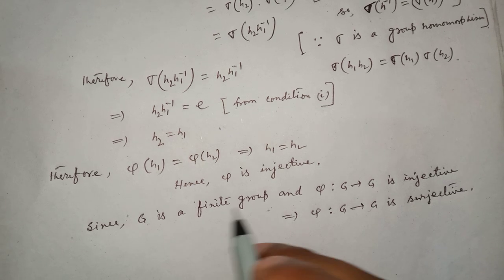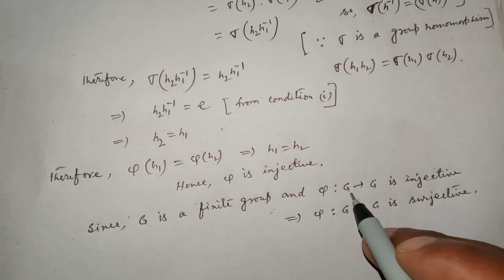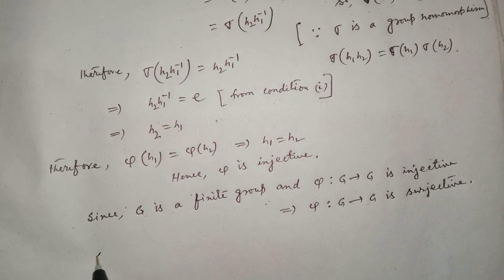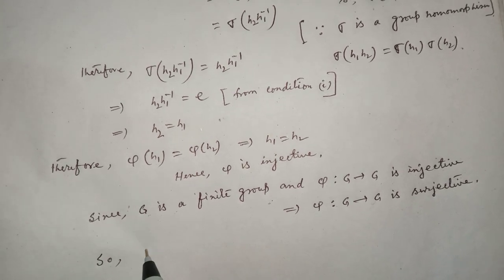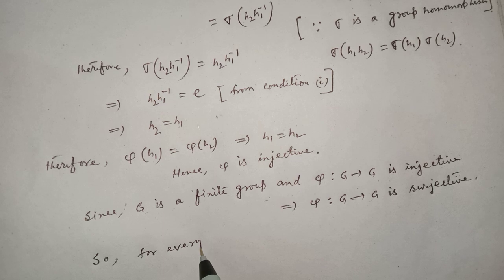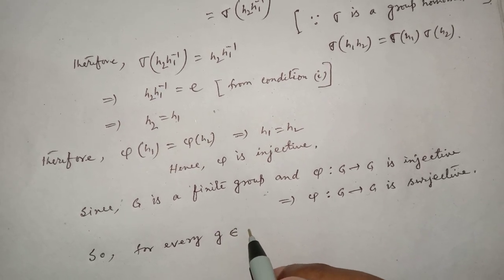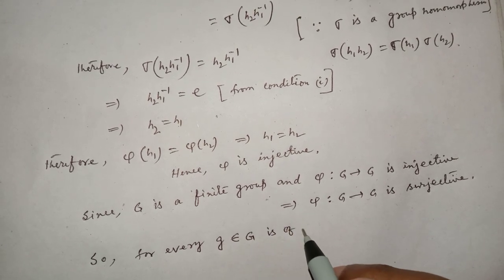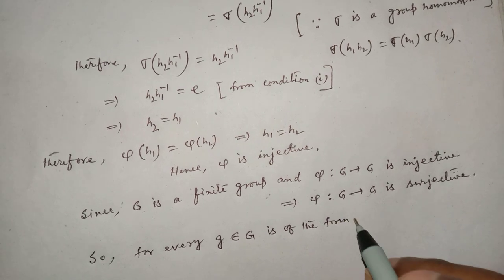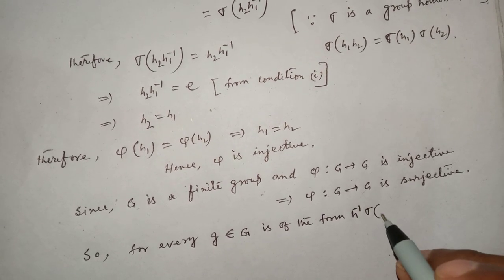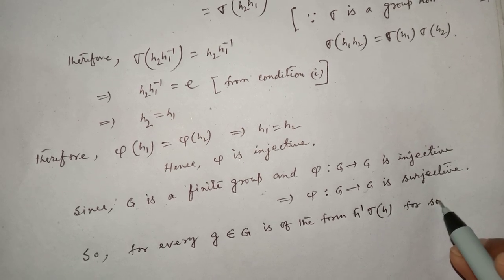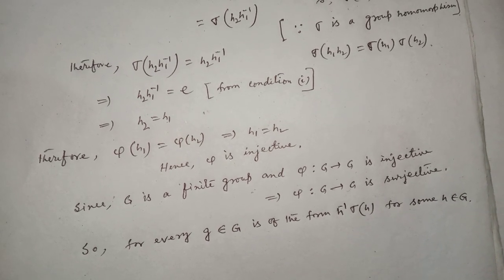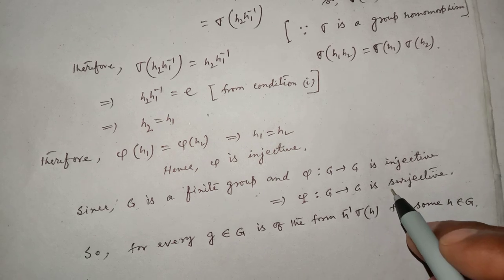Since G is a finite group and phi from G to G is injective, phi is surjective. So for every g belonging to the group G, g is of the form h inverse sigma h for some h belonging to G, because phi is surjective.